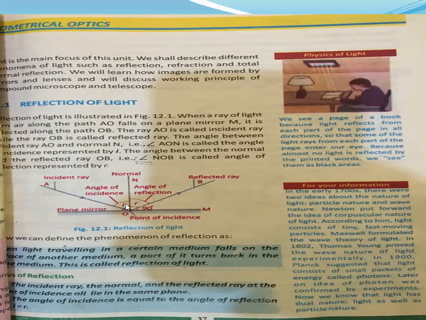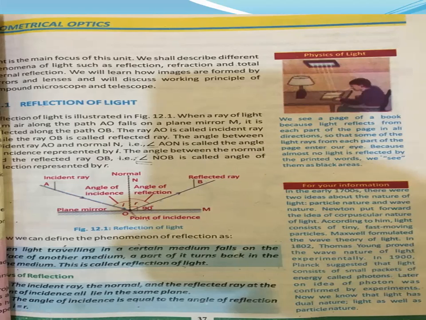Suppose this angle of incidence, AON, is 45 degrees. So NOB is also 45 degrees. You got to remember, if the angle of incidence is 50 degrees, then the angle of reflection will be 50 degrees. They must be equal. Angle of incidence equals angle of reflection. You got to remember this in the phenomena of reflection of light.